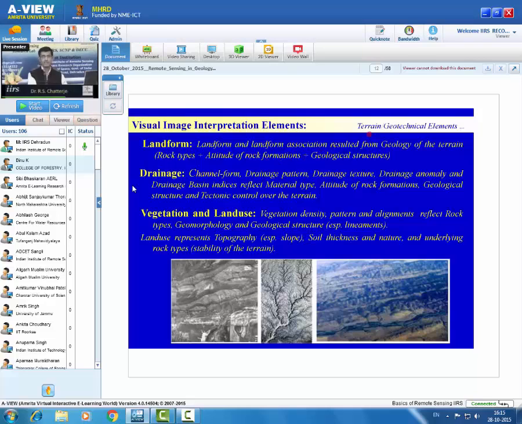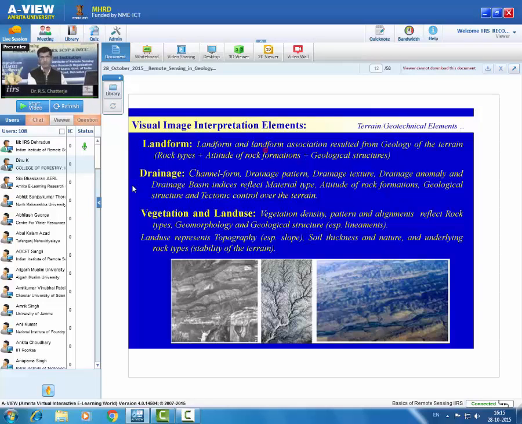Now, the indirect interpretation elements are also known as terrain elements or geotechnical elements. These are broadly classified into landforms. Landforms we'll explain more elaborately later in the geomorphological discussion. So landforms and landform associations result from the geology of the terrain, that is the rock types, then the attitude of the rock formation, geological structure, then rainfall, then metamorphic processes.